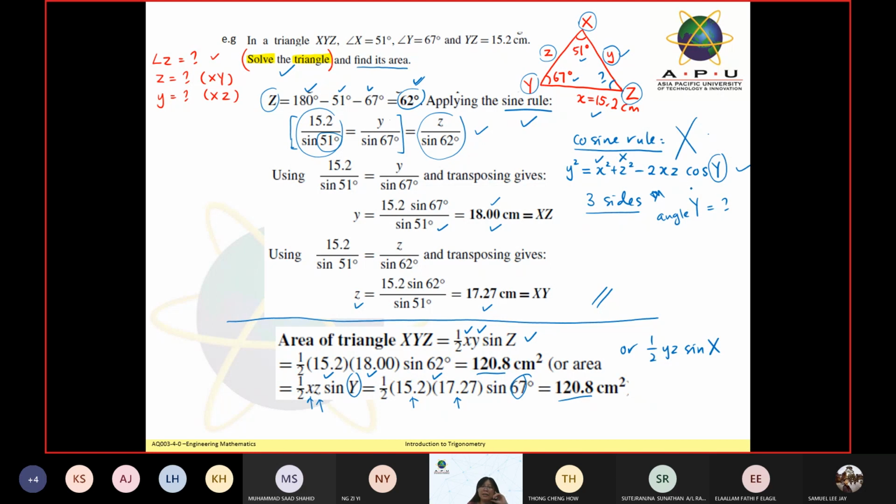If we're using the cosine rule to solve for the angle, we can solve, but can you see the cos y is here? So of course, it's a bit troublesome to solve this equation. So if you want to solve for the angle, if possible, we try to use the sine rule because it's easier to solve using the sine rule. Unless the sine rule can't be used, then no choice, we have to use the cosine rule.